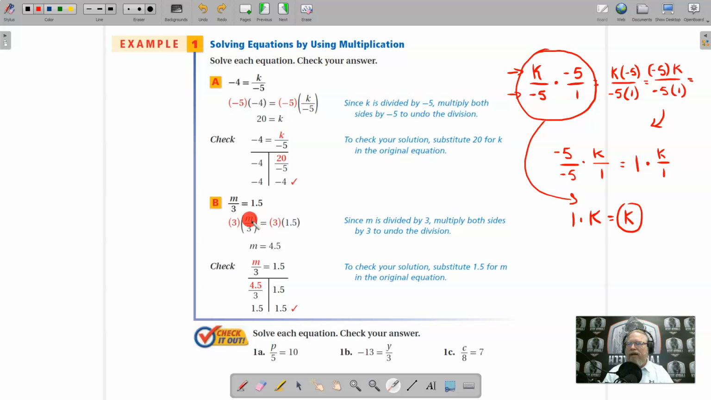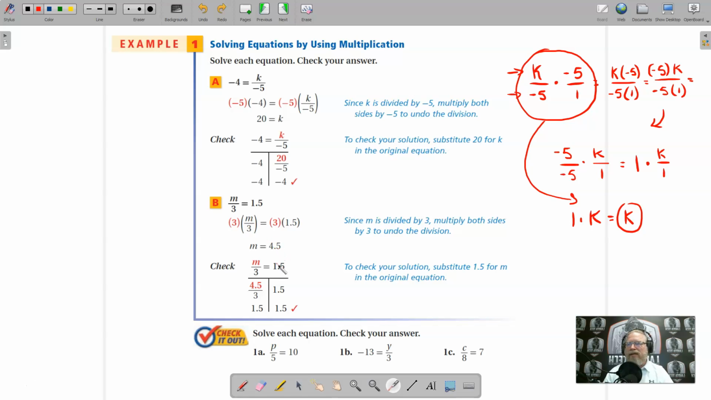We're dividing by 3. The m is tied to the 3 through division, so the opposite operation is multiplication. We're going to multiply by the very number we wish to get rid of, which is 3, and what we do to one side, we're going to have to do to the other. The 3's are going to cancel each other, leaving us with just m, kind of like we did over here with the k earlier. And 3 times 1.5 is 4.5.